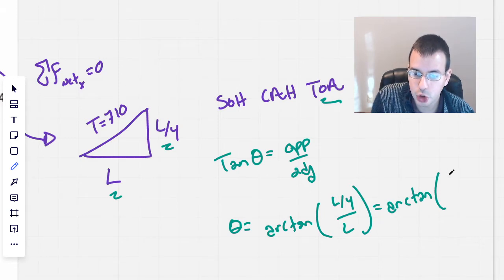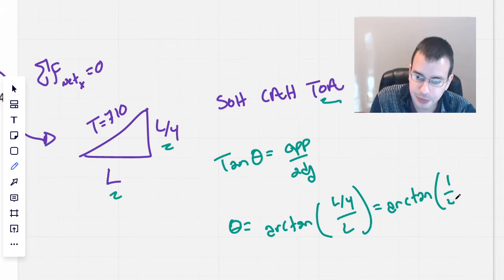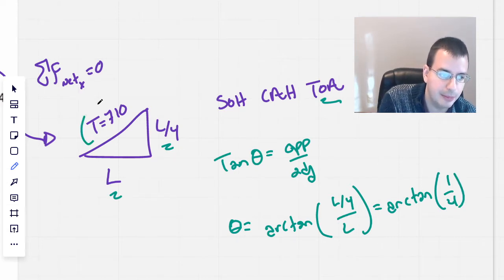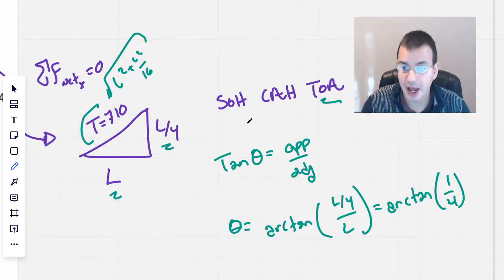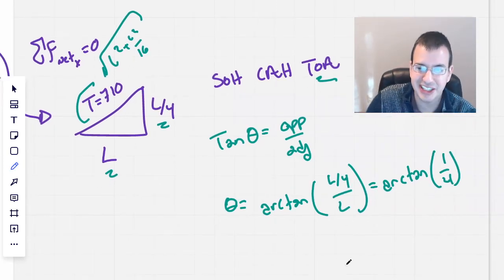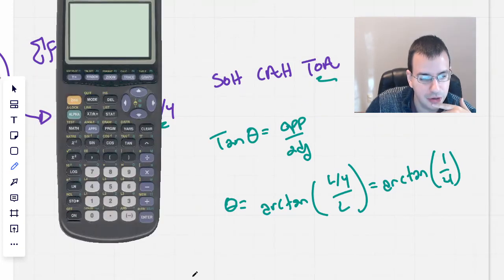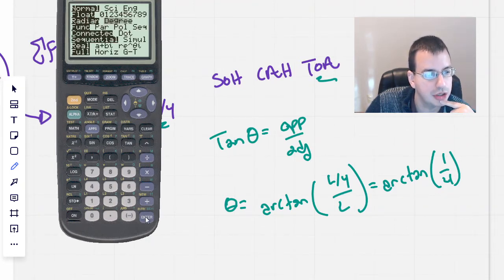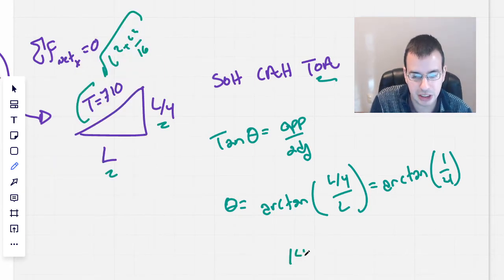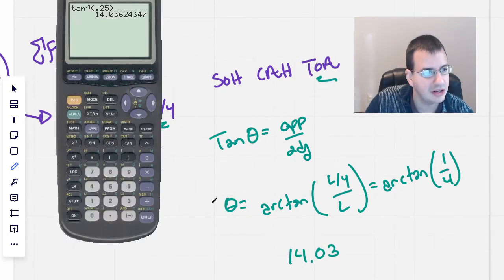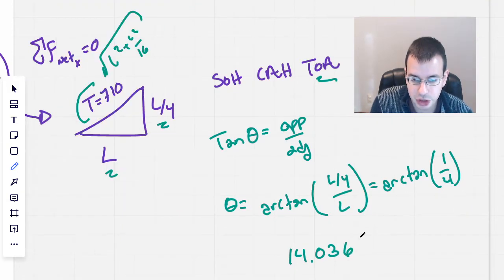A more correct way to do this would be to solve for the hypotenuse, which would be the square root of L squared plus L squared over 16, since 16 is 4 squared, and then use that with SOHCAHTOA to find the angles. I'm just going to find the angle in degrees because it's easier, and we don't need to be perfect. Make sure we're in degrees. Second arctangent of 0.25, which is 1/4, and we get 14.037 degrees. That's what theta is.